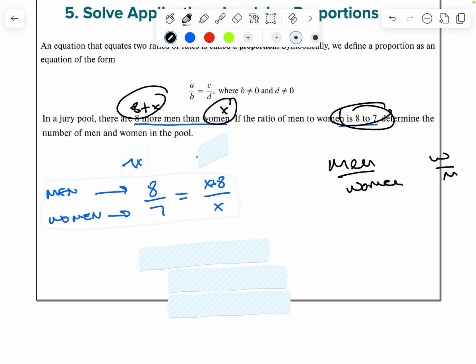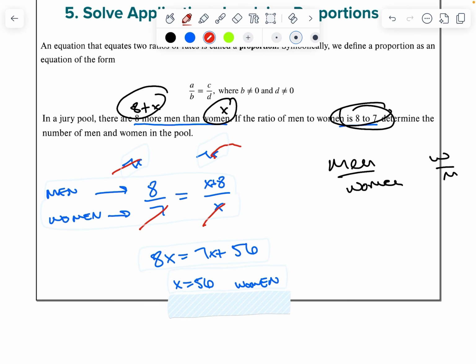To clear these fractions, I can multiply by 7 and x. Eliminate the things that match up, right? So we can eliminate the 7, eliminate the 7, eliminate the x, eliminate the x. Multiply what's left over. And when you distribute, you end up with 8x equals 7x plus 56. Subtract the 7x over, you get x equals 56. Remember we said that x is women up here. If we want to know how many men, we know men is 8 plus x. So our men should be 64. 56 plus 8 makes 64.